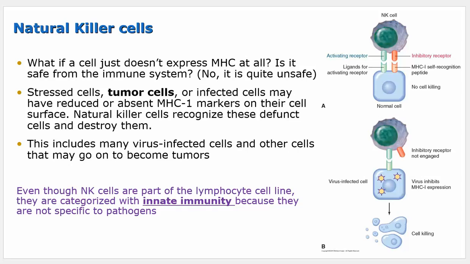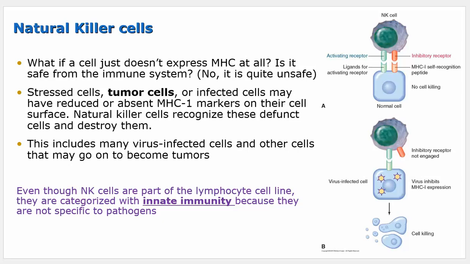So why don't we just make it stop making MHC? Because that's the tattletale, right? So that's what this question is. What if the cell just doesn't express the MHC at all? Is it safe from the immune system then? And the answer is no. It is very unsafe, because that's a defunct cell, a cell that has a problem. Stressed cells, tumor cells, or infected cells may have reduced or absent MHC1 markers on their cell surface.